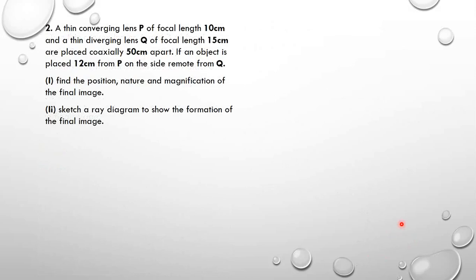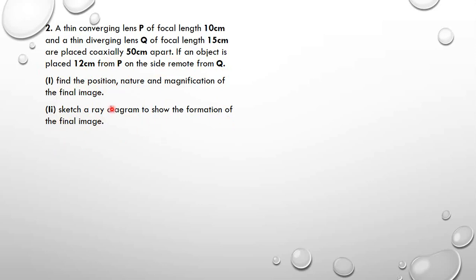Let's also look at this second question. A thin converging lens P of focal length 10 centimeters and a thin diverging lens Q of focal length 15 centimeters are placed coaxially. When we talk of coaxially, it means on the same axis, 50 centimeters apart. If an object is placed 12 centimeters from P on the side remote from Q, find the position, nature, and magnification of the final image, and then sketch the ray diagram to show the formation of the final image.